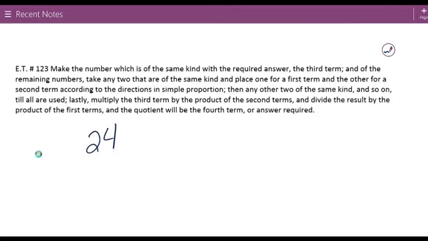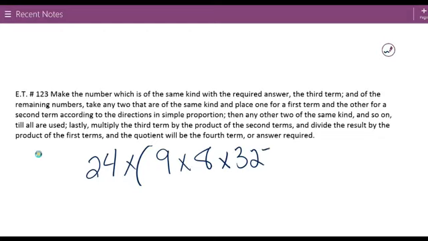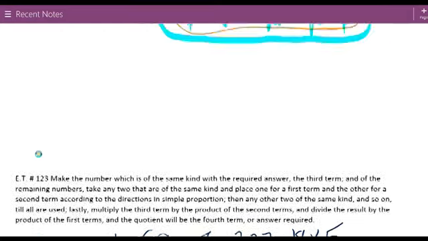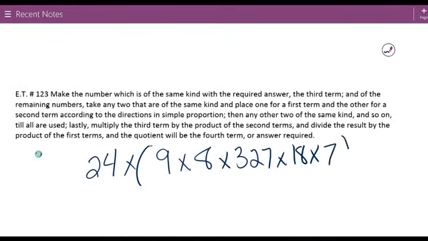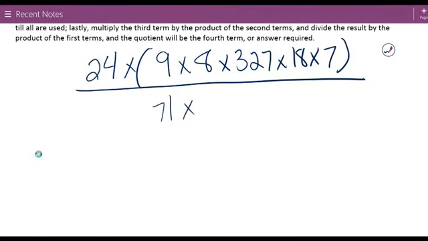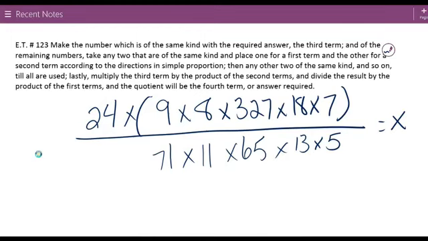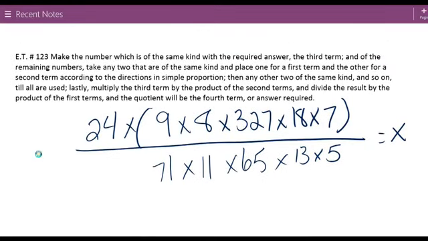Okay, so we had 24 times, I'm going to use parentheses just to keep everything together, 9 times 8 times 327 times 18 times, nope, times 7, over 71 times 11 times 65 times 13 times 5, equals x. Okay, so this is our final answer.